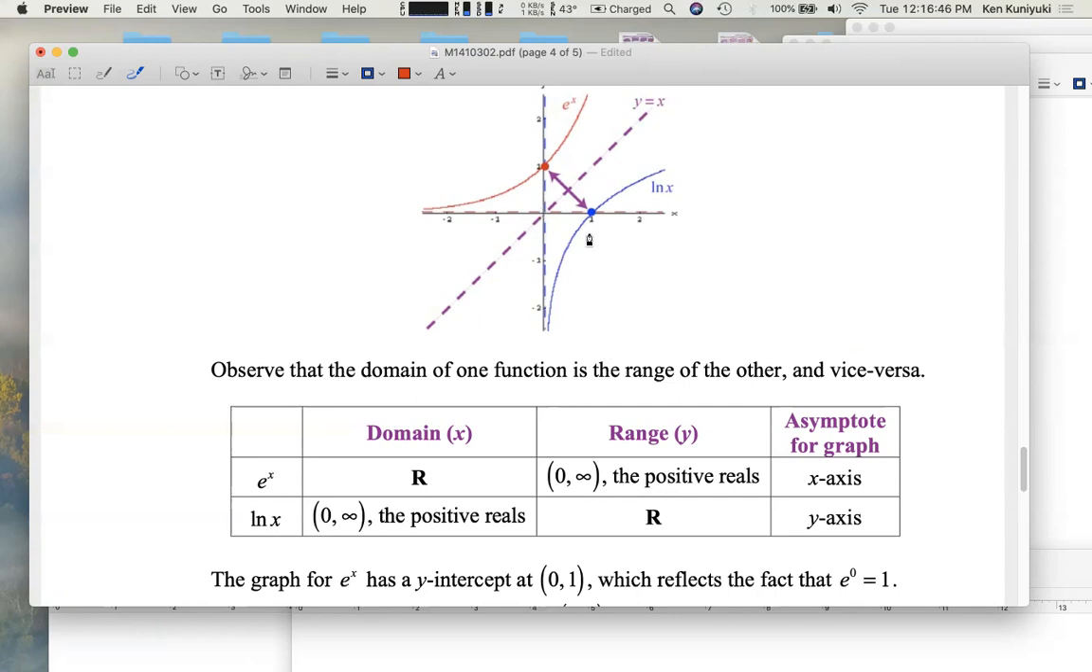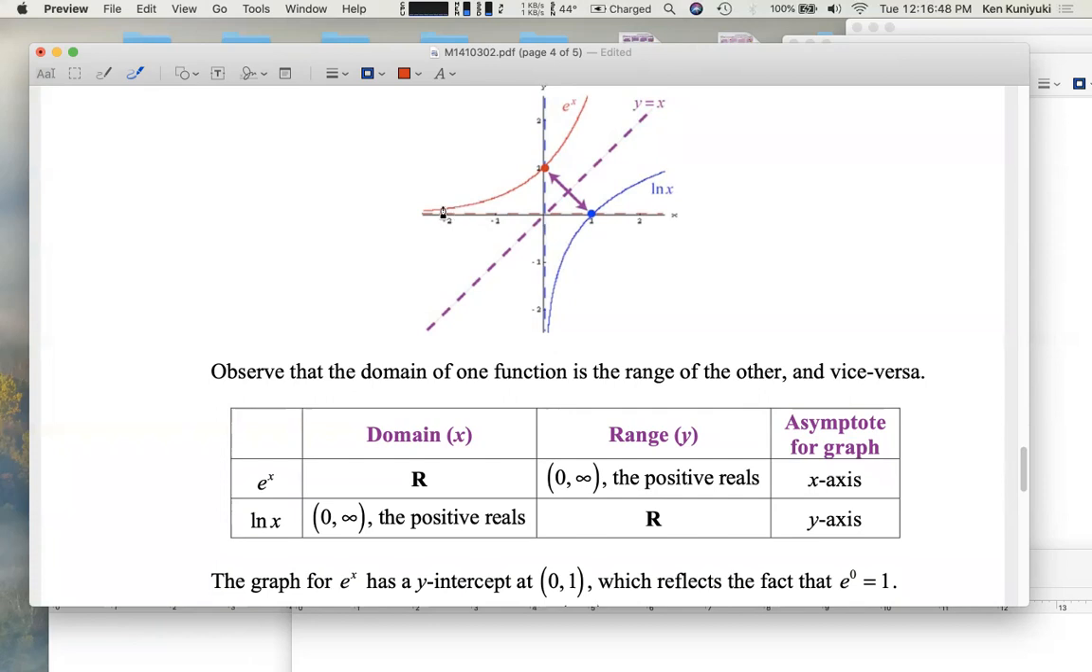However, there is a VA for the blue graph. So the HA for the red graph, the original function, becomes a VA for the blue graph, the new inverse function. Remember, the domain of one becomes the range of the other, and HAs and VAs basically switch here.